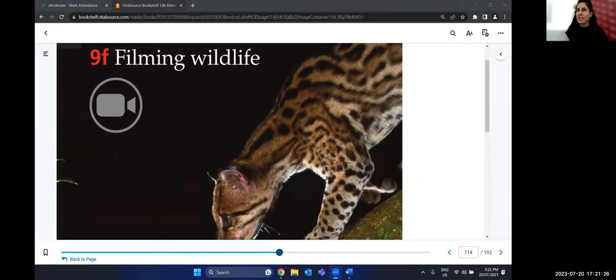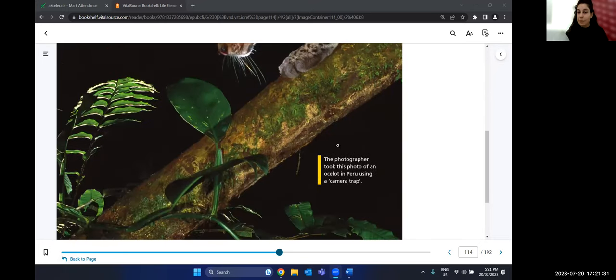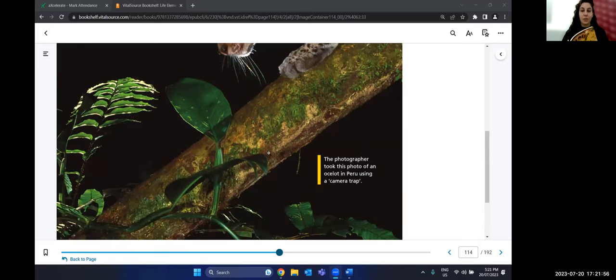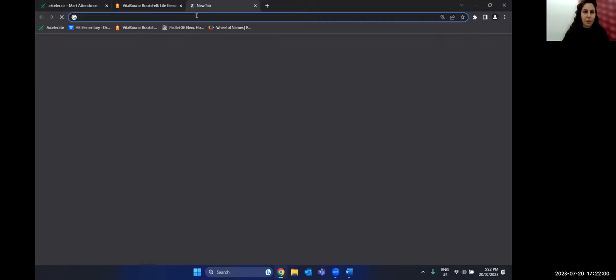Like documentaries, you've probably watched a lot of documentaries. The caption, so this is called a caption. It says the photographer took this photo of an ocelot in Peru using a camera trap. So the photographer, the one who takes the photo, took this photo, so past tense, in Peru using a camera trap. So let's have a look at what a camera trap is.